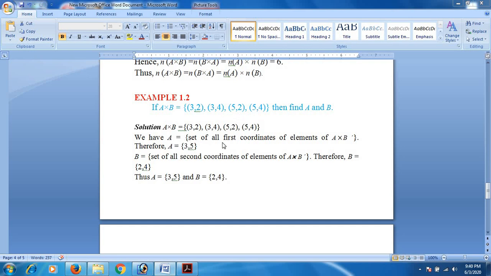A equal to set of all first coordinates of elements of A cross B. So A equal to, the first elements, 3 and 5. Do you understand? So B equal to set of all second coordinates of elements of A cross B. The second ones, here we see 2 and 4. So we can write B equal to set of 2, 4. So thus A equal to set of 3, 5 and B equal to set of 2, 4.